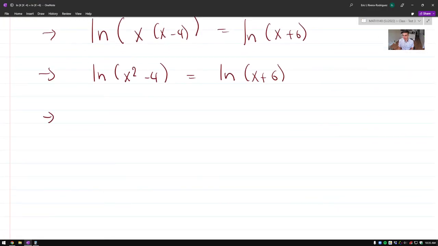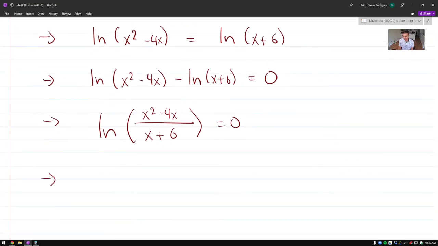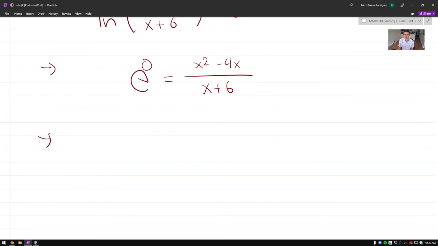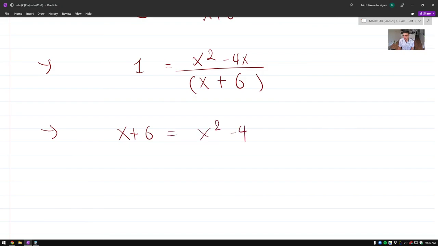We can subtract the right side from both sides, so we have ln of x squared minus 4x minus ln of x plus 6 equals 0. Since we have a subtraction, this is ln of x squared minus 4x over x plus 6 equals 0. We change this into exponential form: e raised to the 0 equals x squared minus 4x over x plus 6. Any number raised to the power of 0 is just 1. We can solve this by multiplying both sides by the denominator. So we get x plus 6 equals x squared minus 4x.